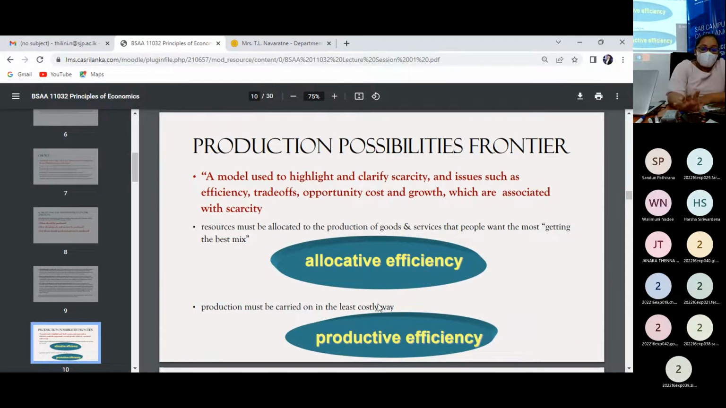Now go for a break and come back, because production possibility frontiers will take long. Take a 20-minute break and come back by 3:15. Yeah, 3:15 is okay.